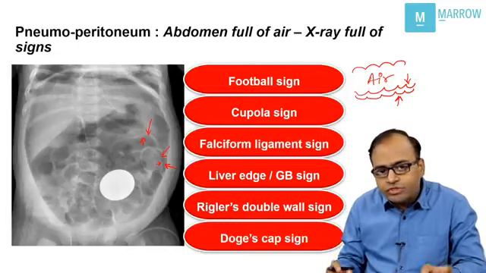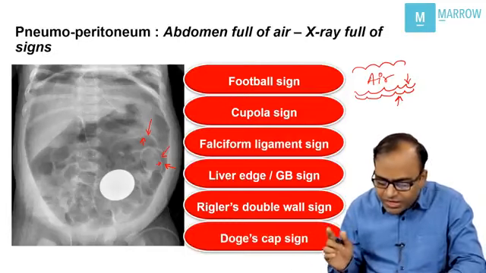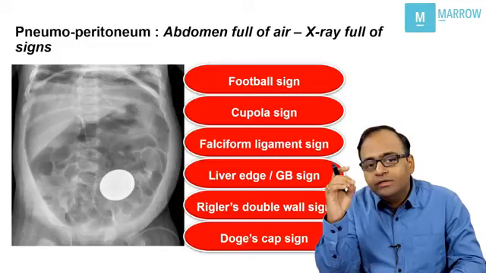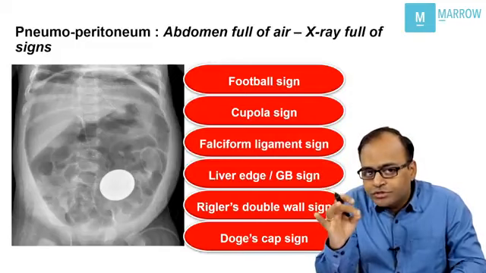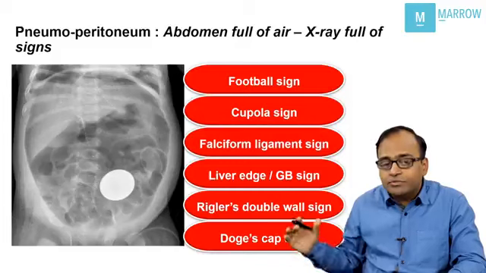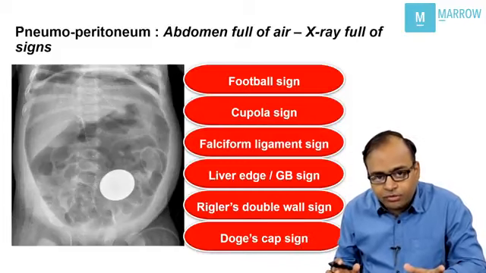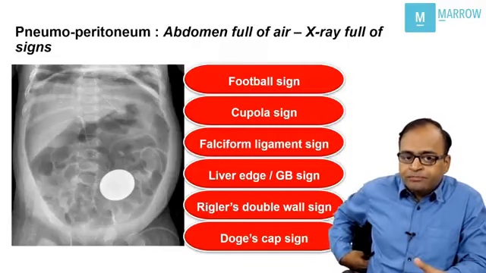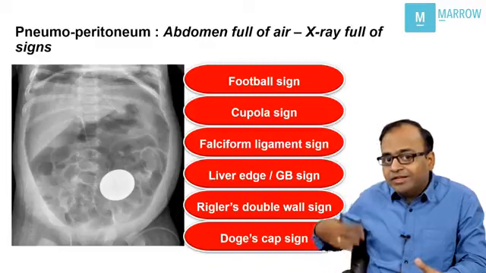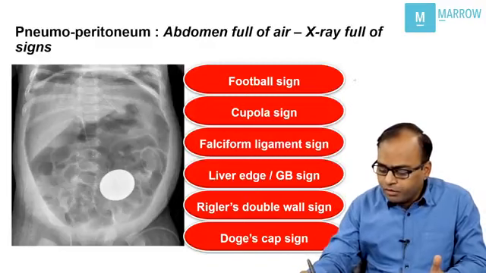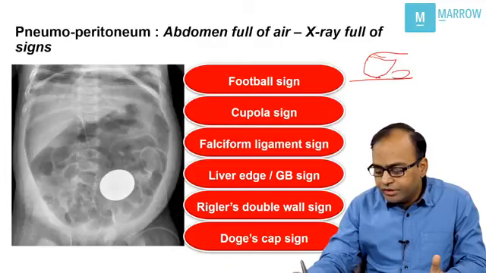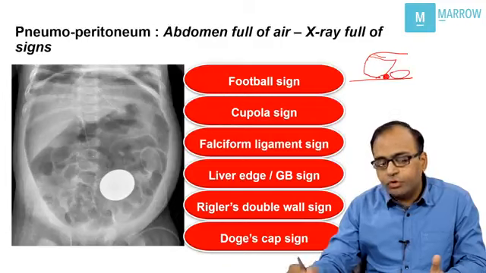Another classical sign is what is called Doge's cap sign. Now Doge's cap sign is nothing but the air which is trapped in the Morrison's pouch. What is Morrison's pouch? Remember, Morrison's pouch in the supine position is one of the most dependent parts of the peritoneal cavity. It is called the hepatorenal pouch. So this space posteriorly, between the liver and the kidney, is called Morrison's pouch. Now if the patient is lying supine like this, if this is the abdomen, this is going to be the liver like this, this is going to be the kidney. Here this space posteriorly is called the Morrison's pouch.